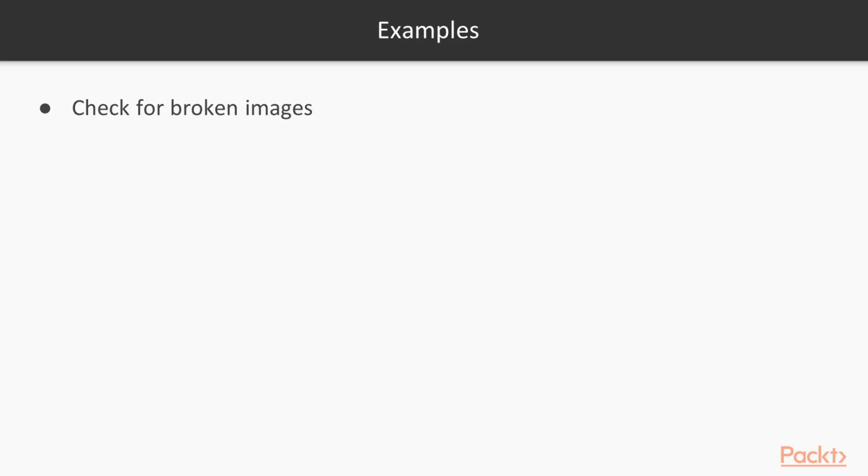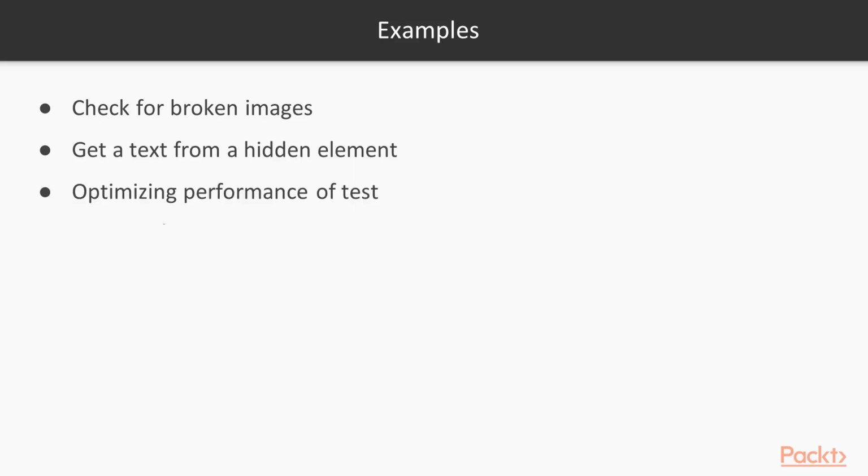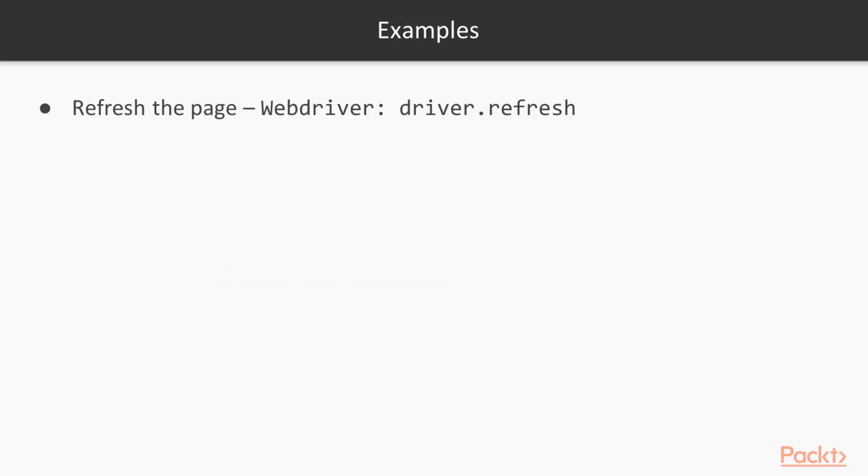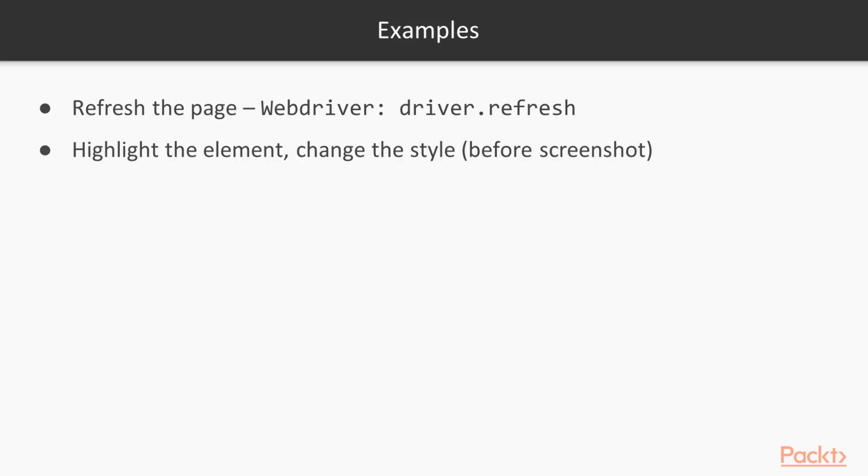Some examples where we can use injecting JavaScript code is when we want to check for broken images on a web page, then we want to get text from a hidden element, then for example optimizing performance of a test, scroll up and down, we can fetch URL, then we can refresh the page, for example, highlight the element, this means basically changing the style, then also we can perform drag and drop simulation and page zoom in or zoom out. Now let's go to the code and see one example of use.